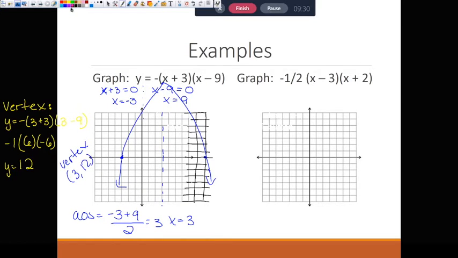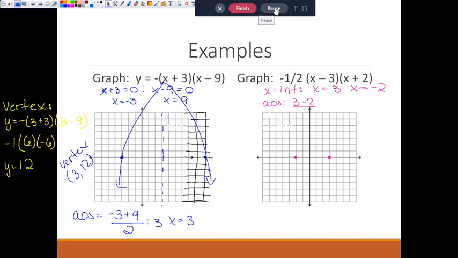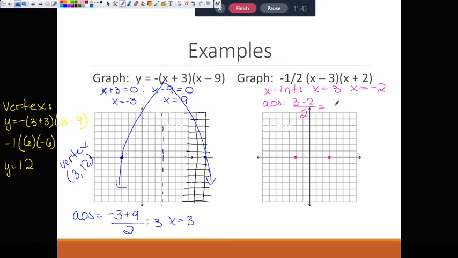Okay, let's try another. So our x-intercepts. Remember, we set these equal to 0. So x will equal 3 and x will equal negative 2. Then we need to find our axis of symmetry. We'll find the axis of symmetry by taking 3 minus 2 and dividing it by 2. And that will give us 1/2. So our axis of symmetry is at 1/2.